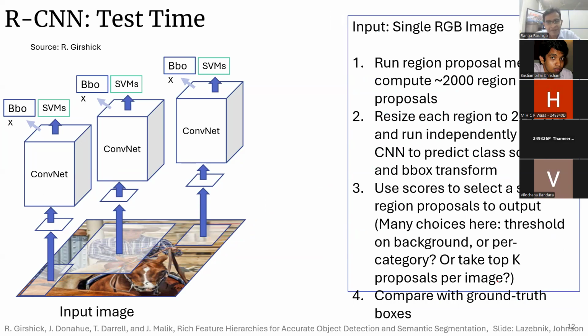So the algorithm was like this: run a region proposals method to compute 2,000 region proposals, resize each region to 224 by 224, and run independently through a CNN to predict the class scores and bounding box transform. Use the scores to select the subset of region proposals to output. There are many choices here: threshold on the background or per category, or take the top proposals per image. Compare with the ground truth boxes.